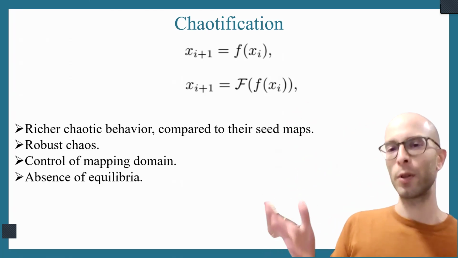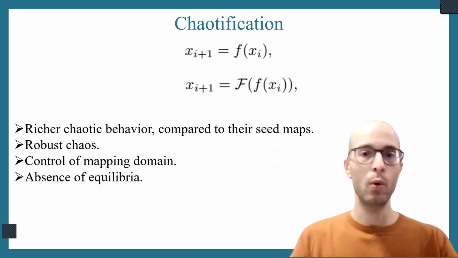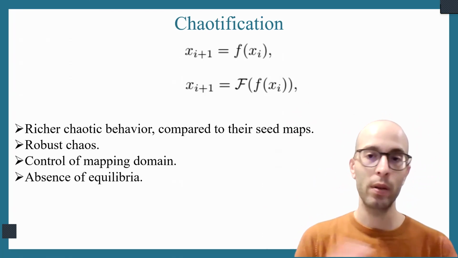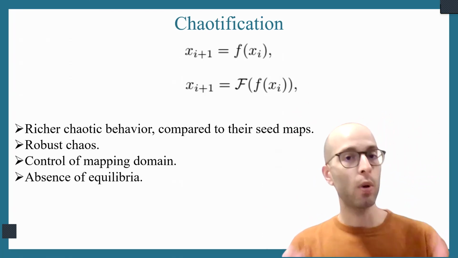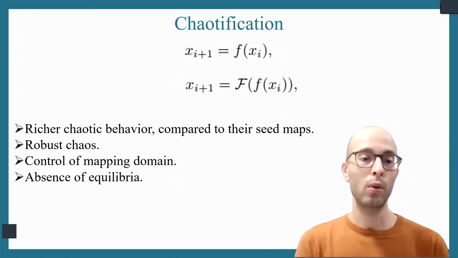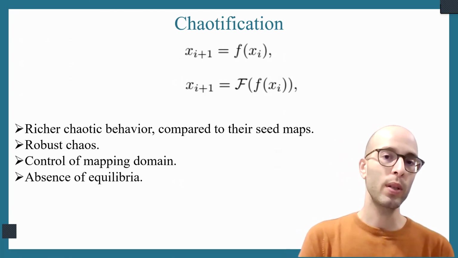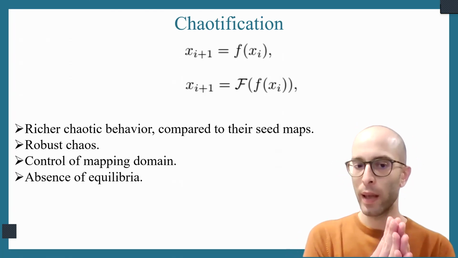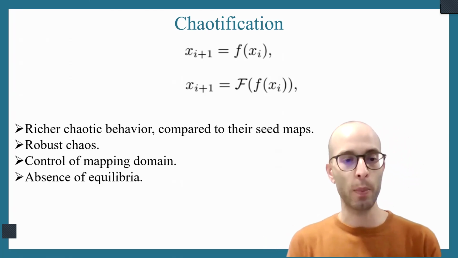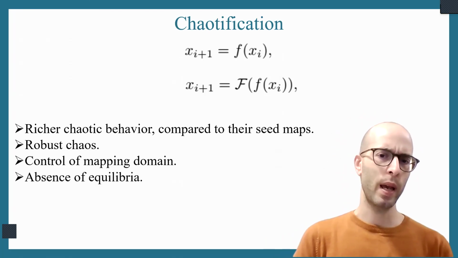Of course, when I say richer chaotic behavior, what do I mean? Depends on the problem at hand. We may generally want to achieve higher Lyapunov exponents, more complex chaotic behaviors, I mean, transitioning in and out of chaos. We may want to achieve robust chaos. Personally, I'm very interested in that. We may want to control the mapping domain for the solution time series. We may want to achieve hidden attractors. This is basically the case of chaotic maps that don't have any equilibria. Remember, equilibria are also called fixed points. So there are many different problems when dealing with chaotification.